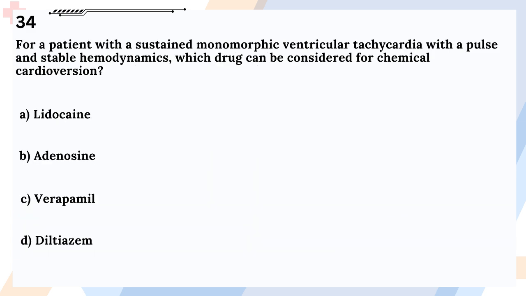Question 34. For a patient with a sustained monomorphic ventricular tachycardia with a pulse and stable hemodynamics, which drug can be considered for chemical cardioversion? A. Lidocaine. B. Adenosine. C. Verapamil. D. Diltiazem.